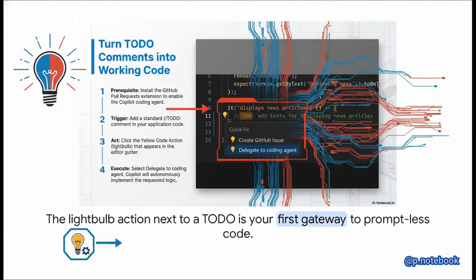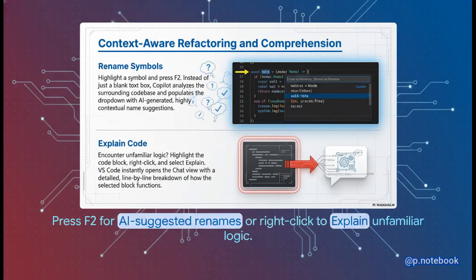And this right here is the magic moment. See that light bulb in the editor gutter? A single click, and boom, you get the option to delegate. And this isn't just about generating a little snippet of code. You're handing off the entire task to an agent that actually understands the context of your file. It's awesome. But okay, what about code that's already there?